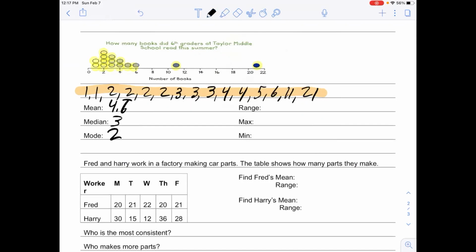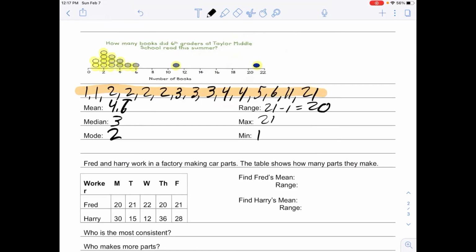Our range is the biggest number minus the smallest. That's 21 minus 1, or 20. Then my maximum is just 21, and my minimum is 1. Those are the biggest and smallest values.